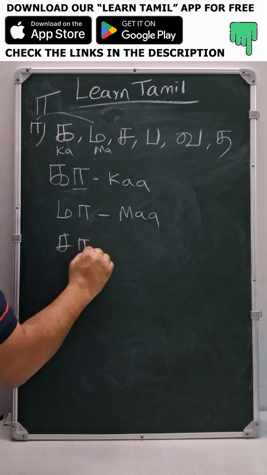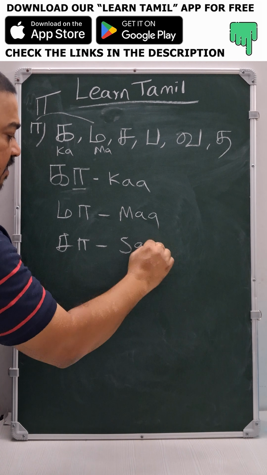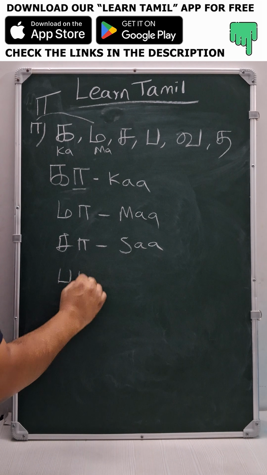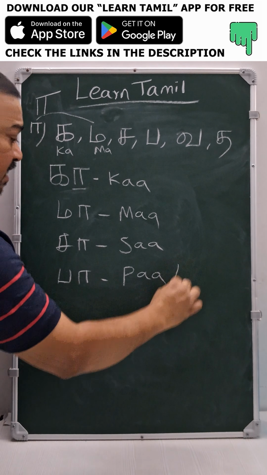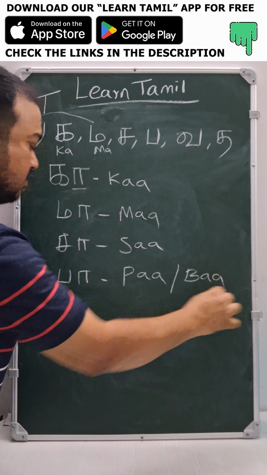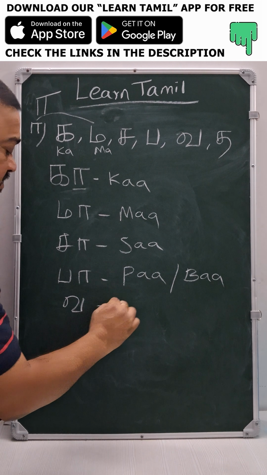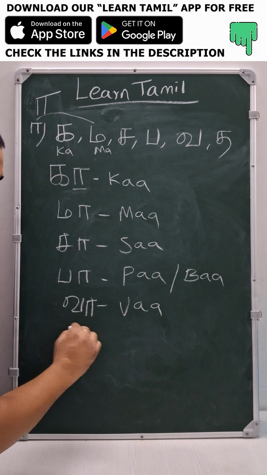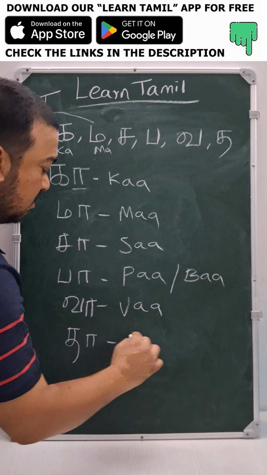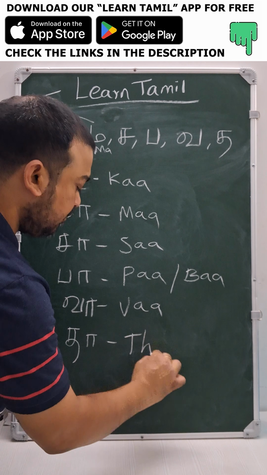Sa becomes sa. Pa becomes pa or ba. Va becomes va. Ta becomes ta.